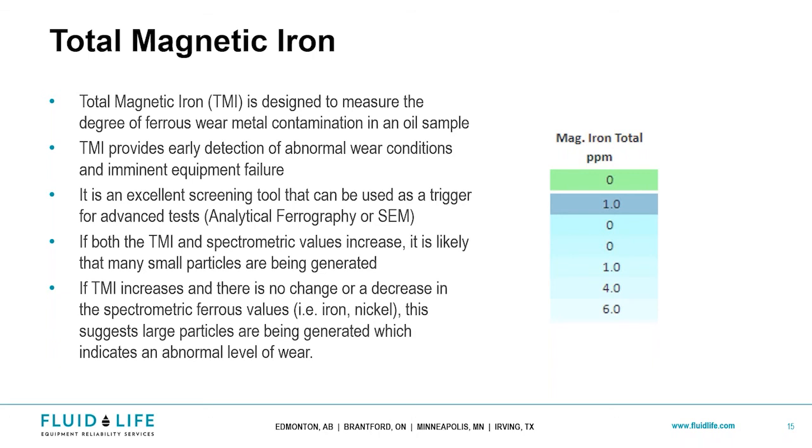Right? So ferrous metal is a metal that contains iron. Your steels, your steel-based alloys are ferrous metals. So when you're looking at things that are non-ferrous, that would be metals like aluminum, copper, zinc, tin, and so on and so forth. So the TMI, unlike ICP spectrometry, which we were discussing before, is not sensitive to particle size. So this is a good way to have a check and balance against your spectrometry results.